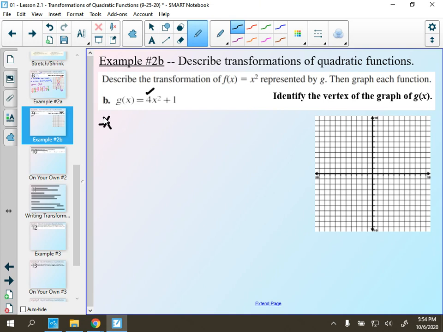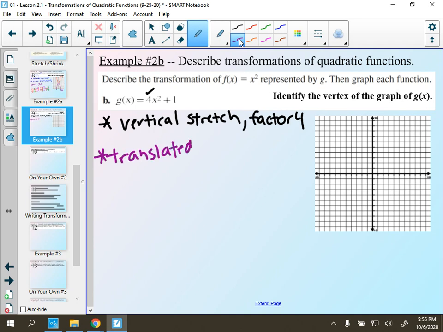I'm going to check that off and say that causes a vertical stretch because it's in that A position. It's a number that's greater than 1, so that's going to cause a stretch by whatever that number is, a factor of 4. And then it's not negative, so there's no reflection. There is a translation, like we saw earlier. Is this 1 being added directly to the x or to the whole function? I would say the whole function is getting a 1 added to it, so that's going to take us up 1 unit.